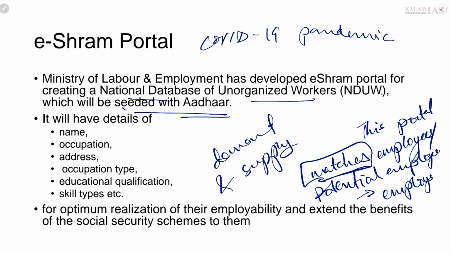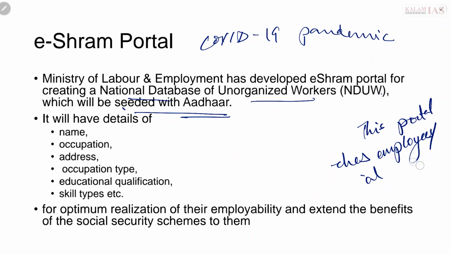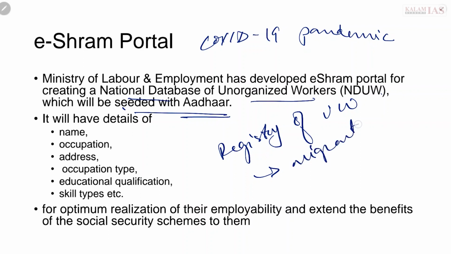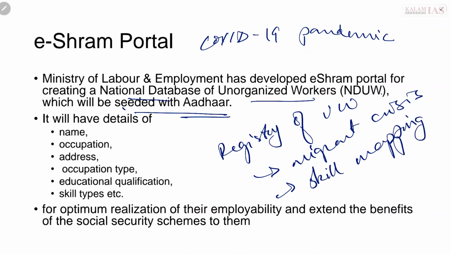It was very important to have this sort of database because in the absence of it, there is no registry of unorganized workers. The migrant crisis which happened was because there was no registry. Secondly, it is difficult to have skill mapping. If you don't know what is the skill set of your population, how will you attract industries? Because the industrialist has to know what is the skill that they can avail when they enter any state or any region.